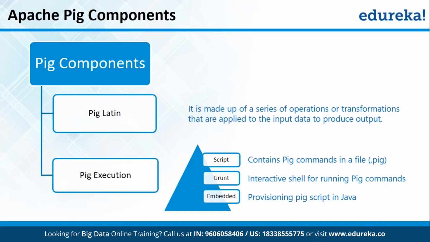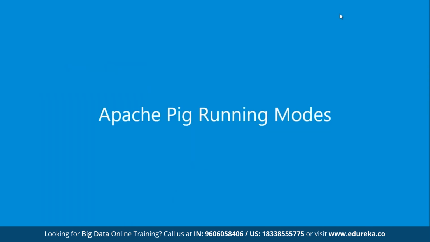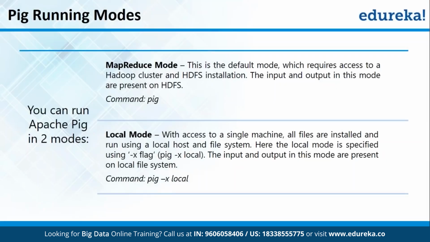So these are the two main components of Apache Pig, and we come to Apache Pig running modes. Apache Pig basically runs in two different modes. One is the MapReduce mode and second is the local mode. First, we'll discuss the MapReduce mode. In this, we are using Apache Pig over the Hadoop cluster.